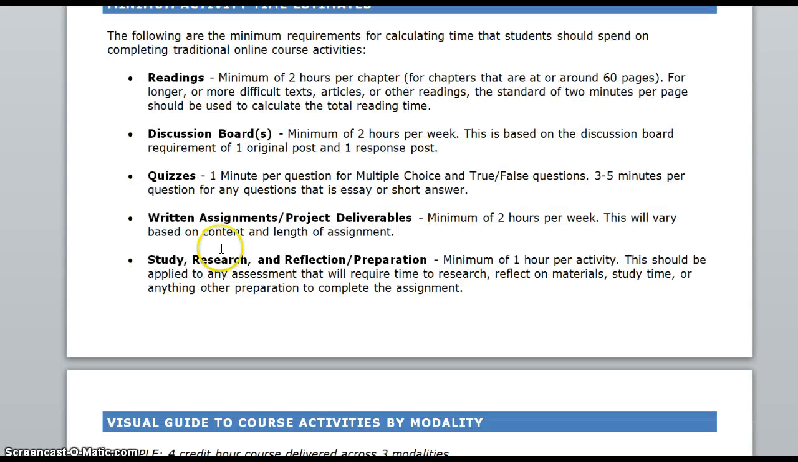And then you also want to make sure that you build in some time for them to just study and research and reflect on what's happening, because you know that there's going to be additional time that they need to just sit and spend with those vocabulary words or sit working through problems. So make sure you build that into your activity time.